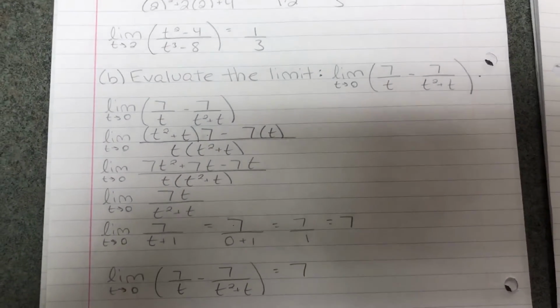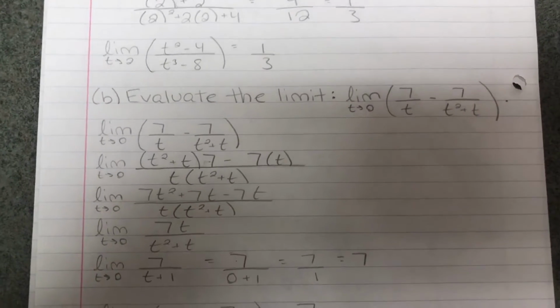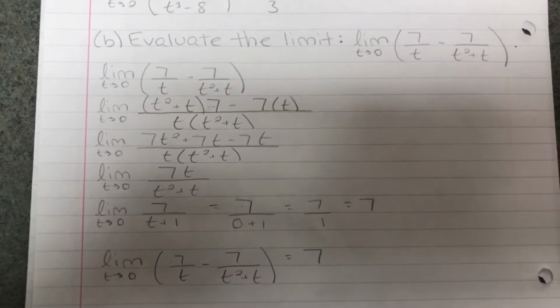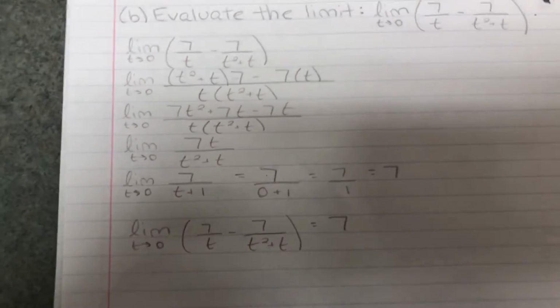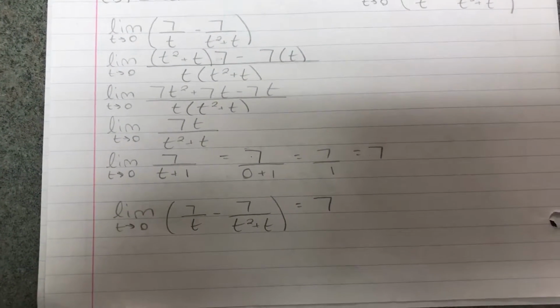Evaluate the limit. First, find a common denominator and combine the equations. Then, simplify. Finally, plug in 0 for t and solve.